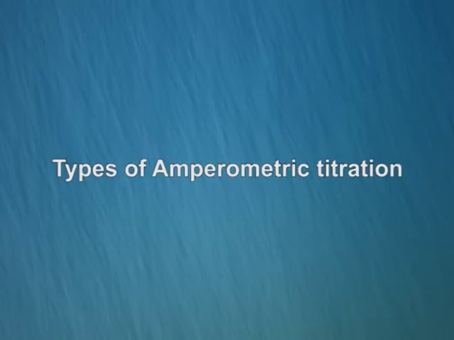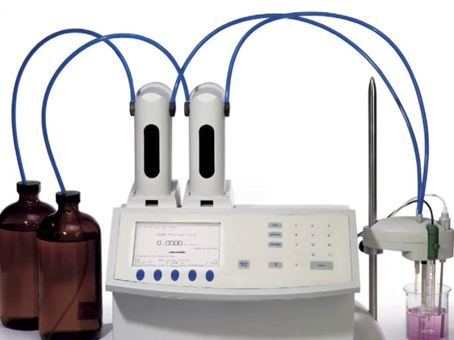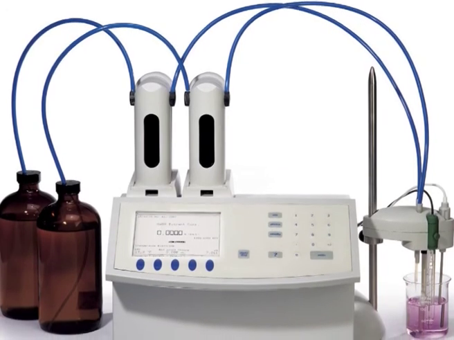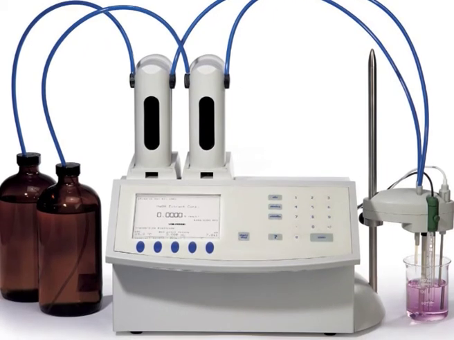Students, after dealing with the criteria, advantages and instrumentation of amperometric titrations, let us now discuss the types of amperometric titrations in detail with examples. Types of amperometric titration. In amperometric titration, current passing through the titration cell between a polarizable electrode and a non-polarizable electrode is measured as a function of volume of titrant added.